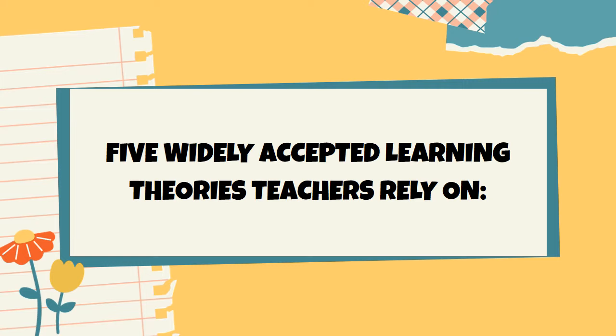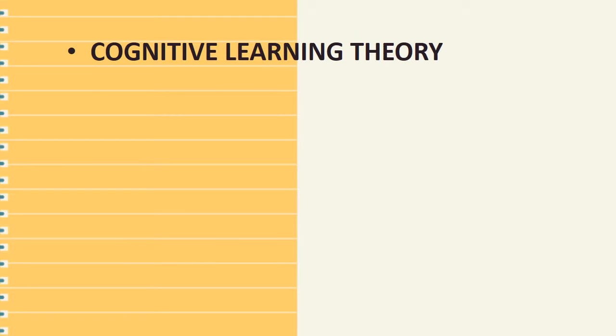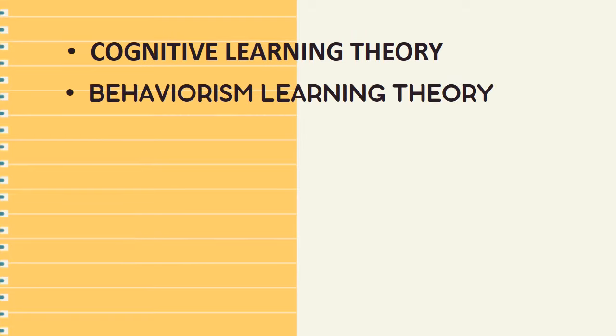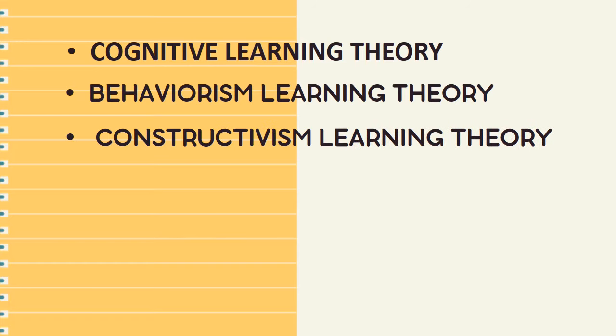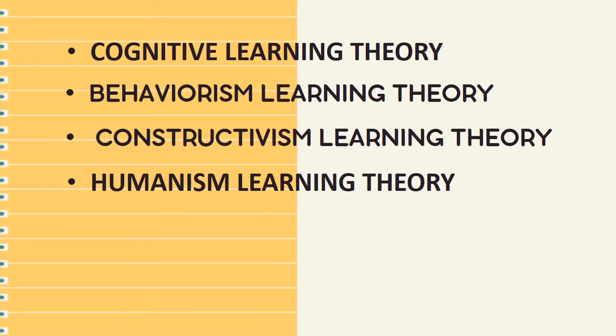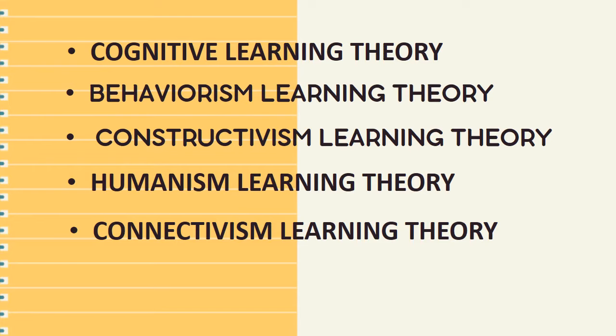Generally, there are five widely accepted learning theories teachers rely on, and those are: first, cognitive learning theory; second, behaviorism learning theory; third, constructivism learning theory; fourth, humanism learning theory; and number five, connectivism learning theory. Educational theorists, teachers, and experts believe these theories can inform successful approaches for teaching and serve as a foundation for developing lesson plans and curriculum.